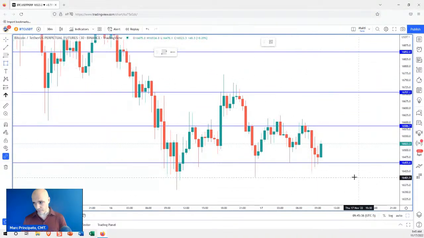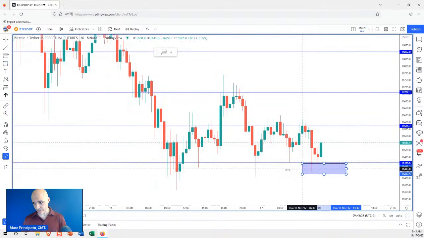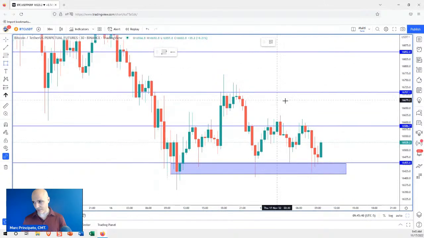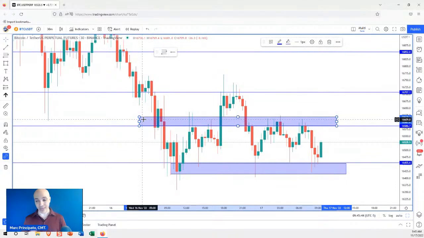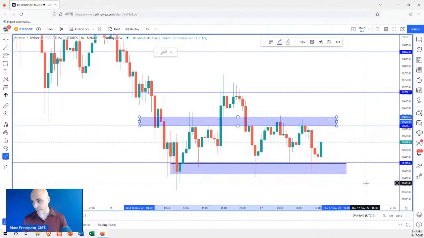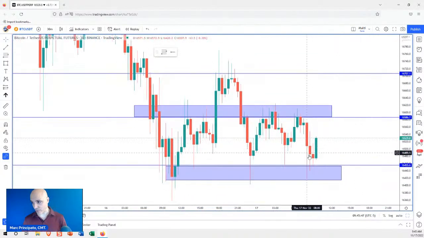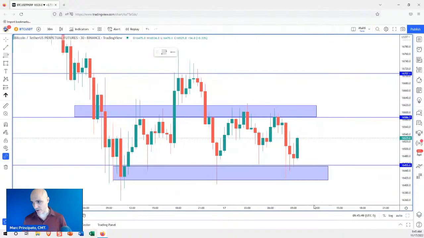So that means supports are likely to be respected, and resistance levels are likely to be respected because we have no trend. Now, this is basically a nice bullish candle on this 30-minute chart here.